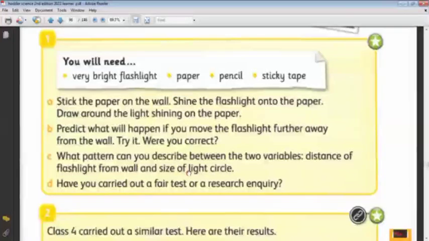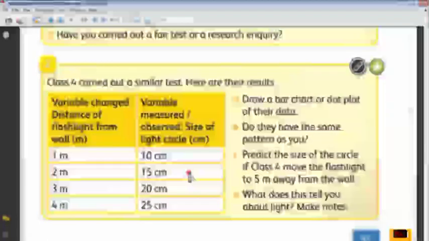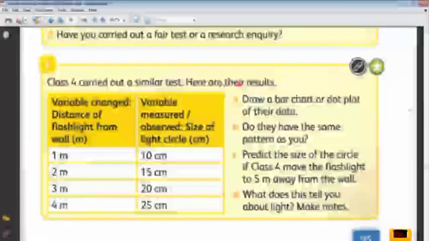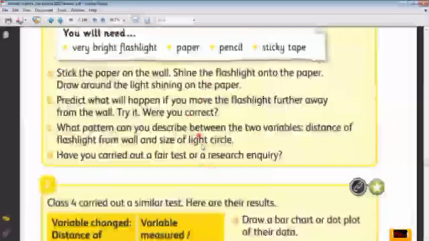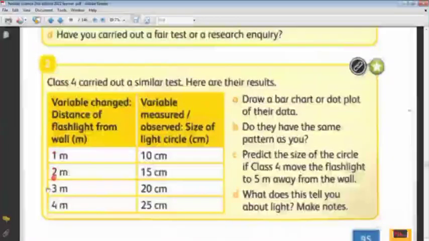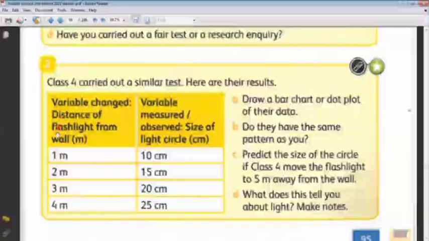Okay. This is activity 1. Activity 2, class 4 carried out a similar test. Here are their results. They did this activity and represented it in a data table here, like this. The variable that changes here is the distance of the flashlight from the wall.